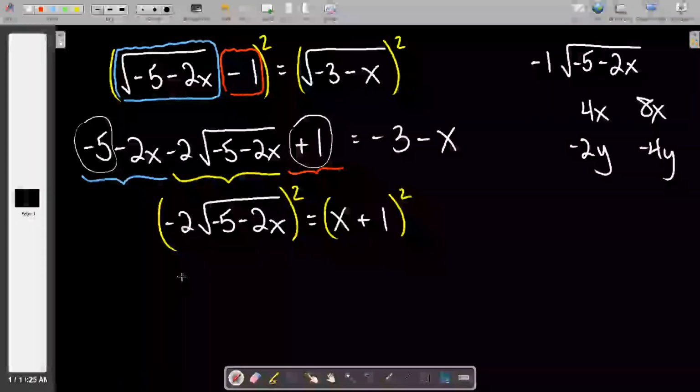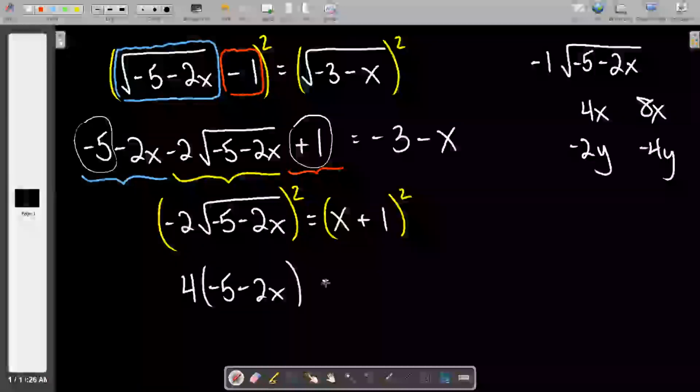On the left-hand side, I'm going to get 4 times -5 minus 2x. Now I'm going to ask you, do you know how I got that? I squared the -2, got 4. And then I squared the root and just got some parentheses. And I need the parentheses, of course. And then let's practice now. Square, square, multiply, double on the right-hand side. This ought to be light work. X plus 1 squared. What would you say?